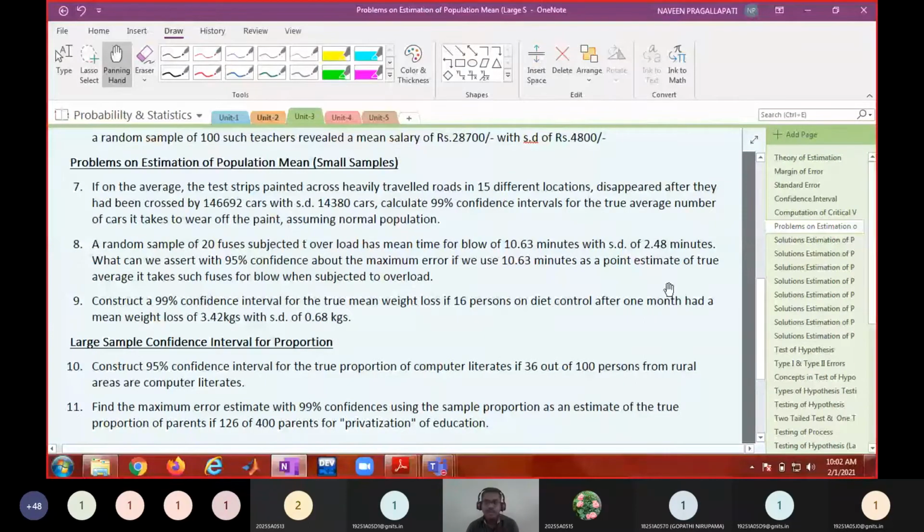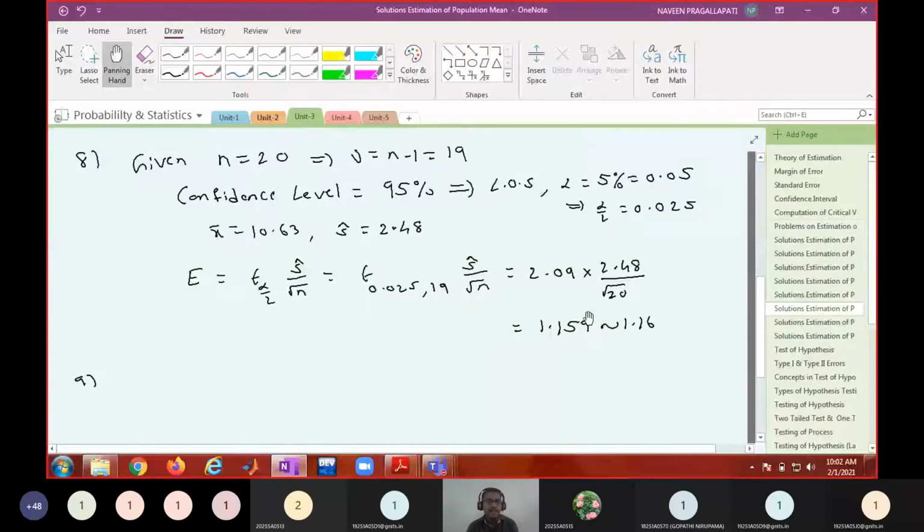If you are asked to find the sample size, E will be given, then you can apply the formula accordingly and get the sample size. So the ninth problem is homework.